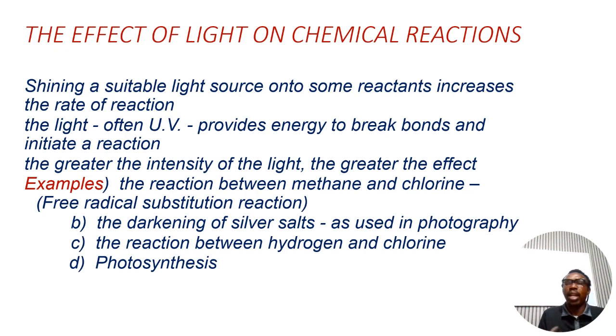So these are examples of photochemical reactions that are influenced by light. The presence of light is one of the factors that can affect the rate of a chemical reaction, can tell whether a reaction will take place or not, whether a reaction will be slow, whether a reaction will be fast. So the presence of light goes a long way to affect the rate of a chemical reaction.